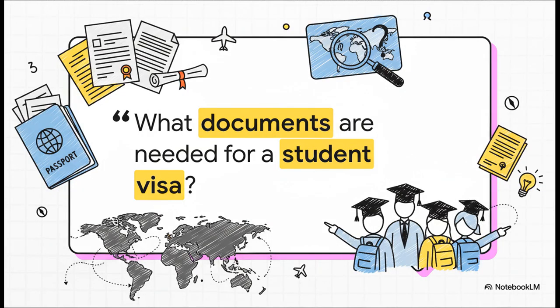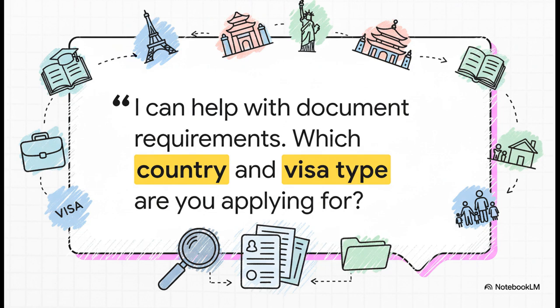Okay, let's try another one. Another really common question. The user is asking about documents for a student visa. So they're specific about the type, but you'll notice they've left out a pretty crucial detail: the country. And this is a great example of the agent's ability to seek out context. It knows what the user wants, but it also knows it's missing something. By asking for the country, it avoids giving bad advice and makes sure that when it does give an answer, it's going to be the right one.